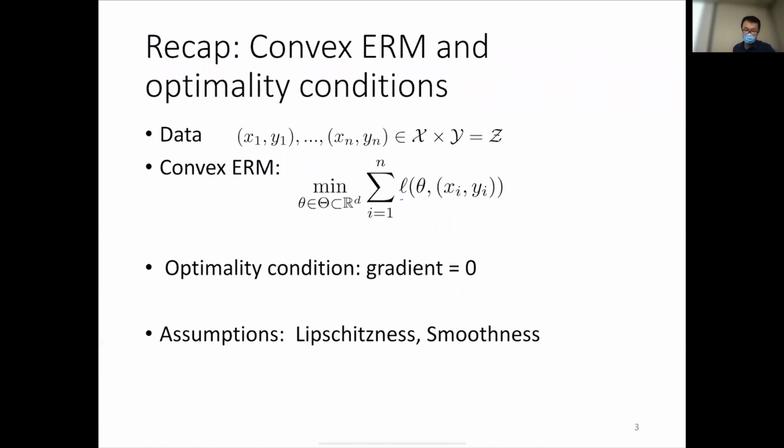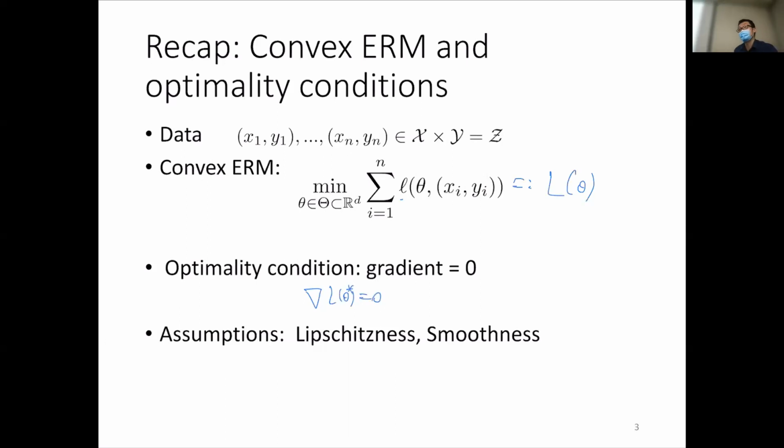And since this is convex, we know that all the optimal solutions are grouped together in a convex set. In particular, if this is strictly convex, then we know that the optimal solution is unique, and it is completely characterized by the equation that the gradient is equal to 0. So in this case, we're defining this loss function to be L of theta, and the gradient of L of theta equals 0 describes the optimal solution theta star.